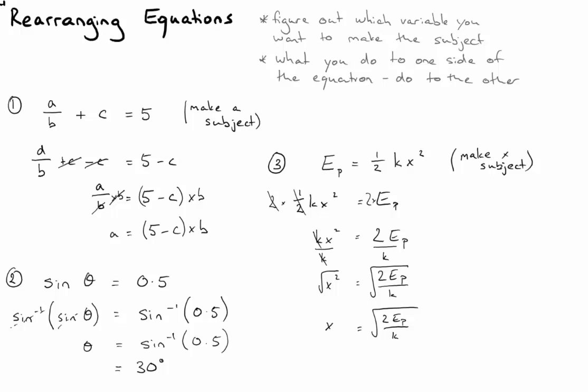That's an equation that gives the extension of the spring as a function of the potential energy of the spring and the spring constant. So those are just three examples. Some of you are going to feel a lot more confident with this than others. It's just a matter of practice. It's a matter of knowing what you can do to both sides of the equation, and the order that you need to do it in, and it just takes practice, practice, practice. And then it will become second nature.